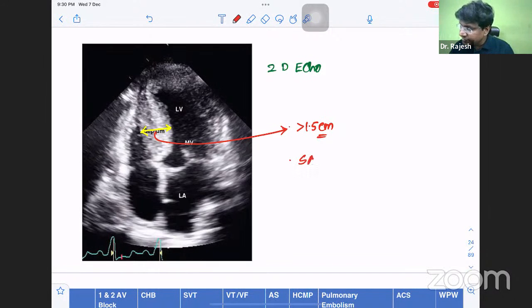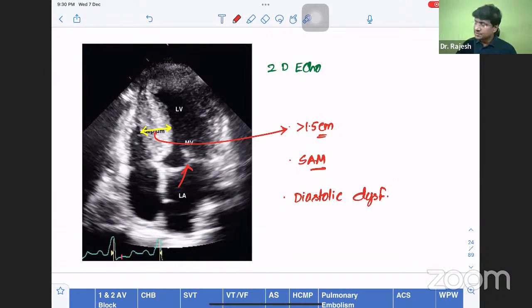And another important thing is they will have systolic anterior motion of the mitral valve leaflet towards the hypertrophic septum. And they will have diastolic dysfunction. Right? Diastolic dysfunction. So this will cause heart failure with preserved ejection fraction. So that will be hypertrophic cardiomyopathy.